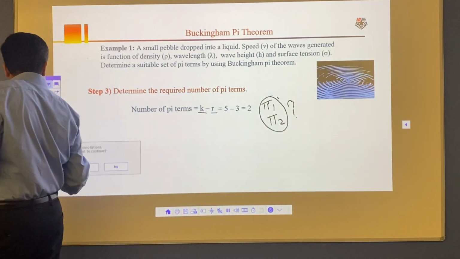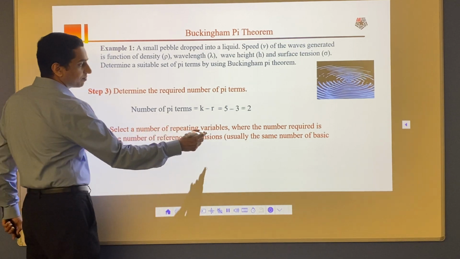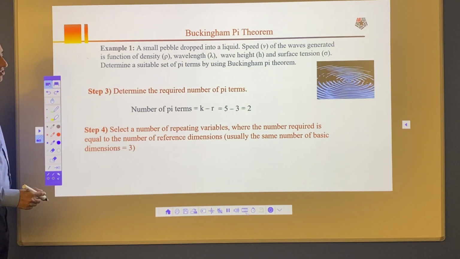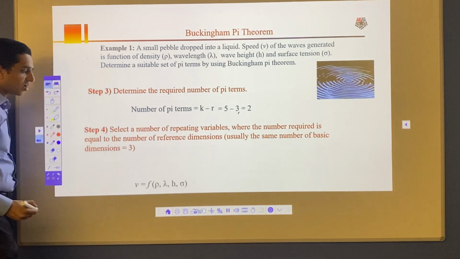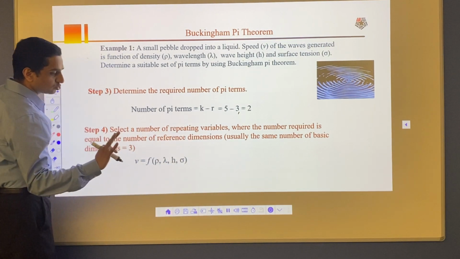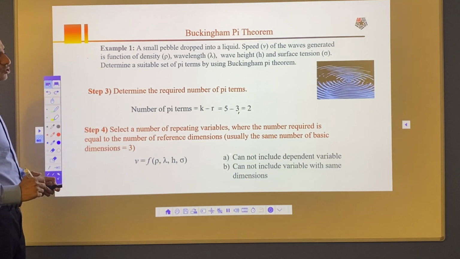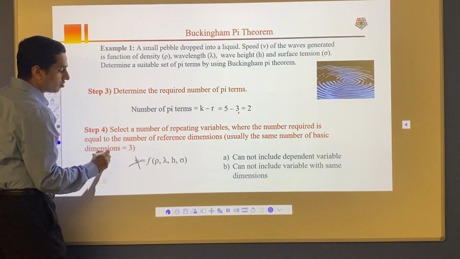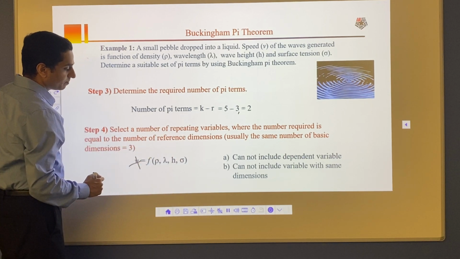Then once you are done with step 3, step 4 says select the number of repeating variables, where the number required is equal to the number of reference dimensions. It means our reference dimensions is 3. Now what I have to do in this step is, out of 5 variables, I have to choose 3 variables. How? One, I cannot choose the dependent variable. It means that whatever happens I cannot choose this one. Out of 5 I have to choose 3. You cannot choose the dependent.